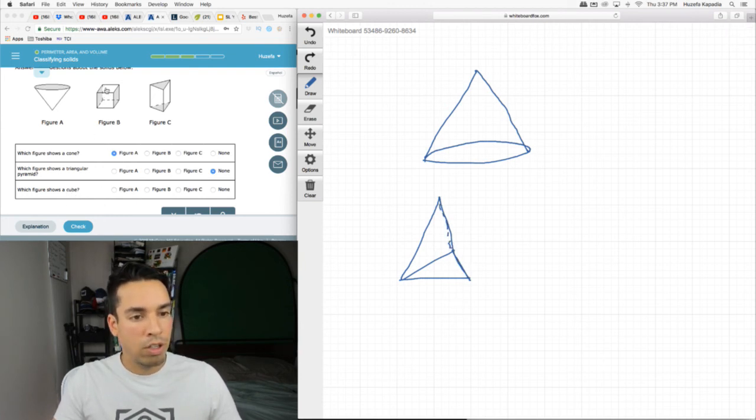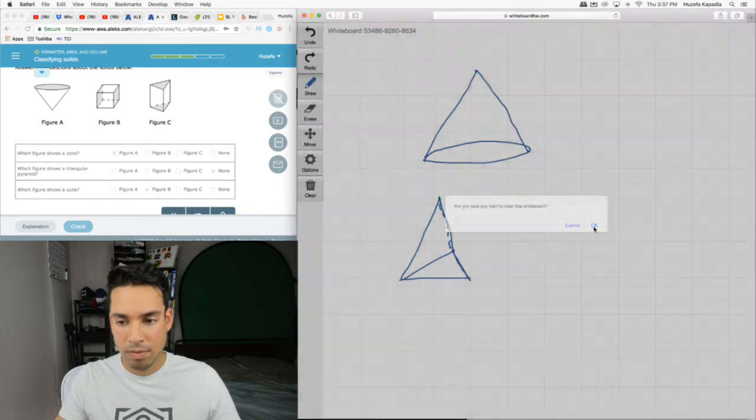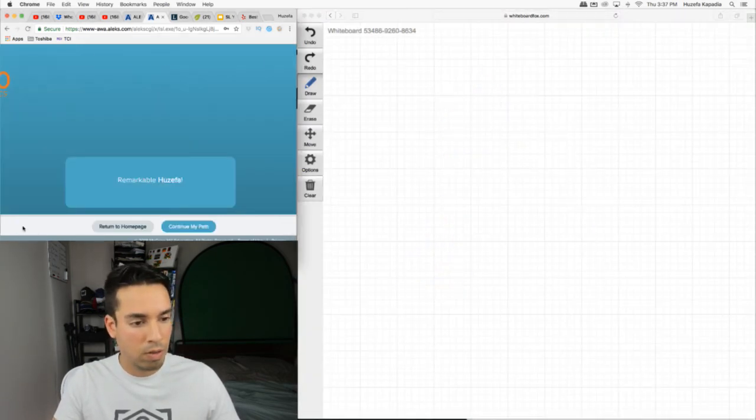And then which figure shows a cube? I think B is a cube. It could be a rectangular prism, but it looks like a cube. That's a rectangular prism where all the sides are equal squares. So I'm guessing that's a cube. Yeah, cool.